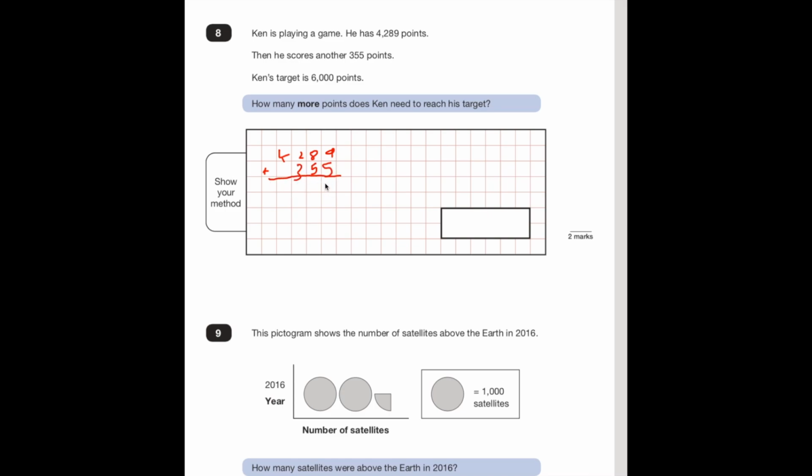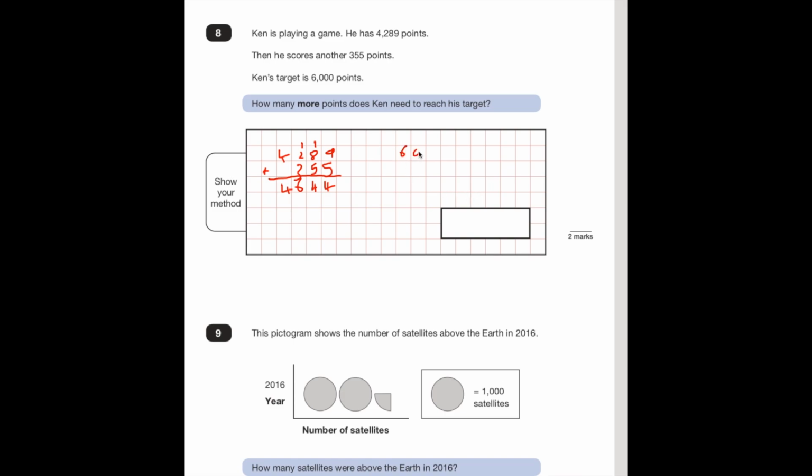9 add 5 is 14. Put the 4, carry the 1. 8 add 5 is 13. Add 1 is 14 again. Put the 4, carry the 1. 2 add 3, add 1 is 6. 4 add nothing is 4. So that's how many points he's got in total. 4,644. Now he needs to get 6,000, so we need to find the difference.